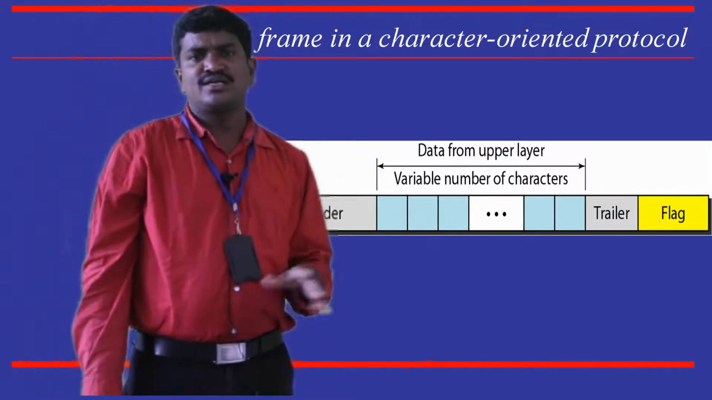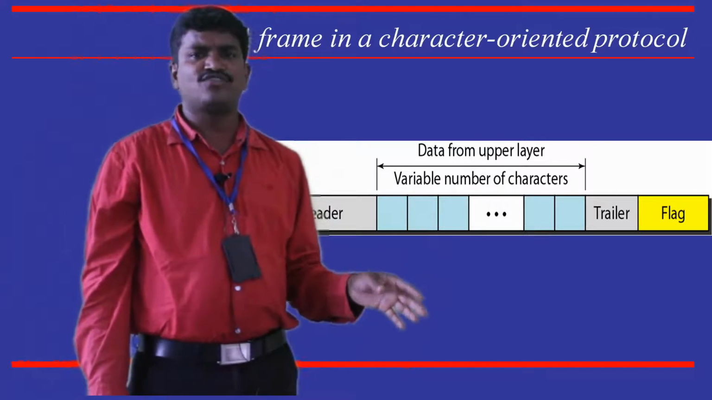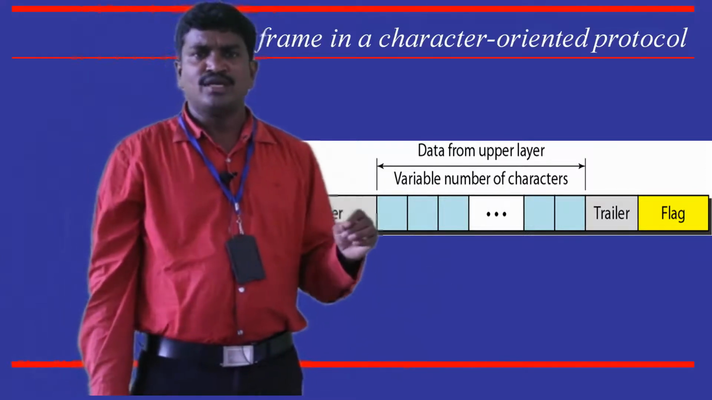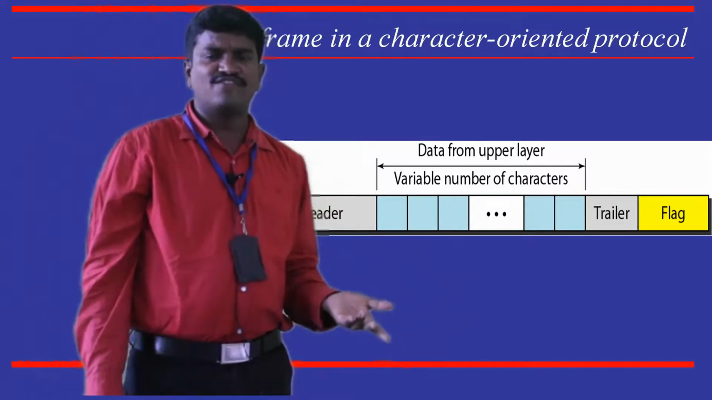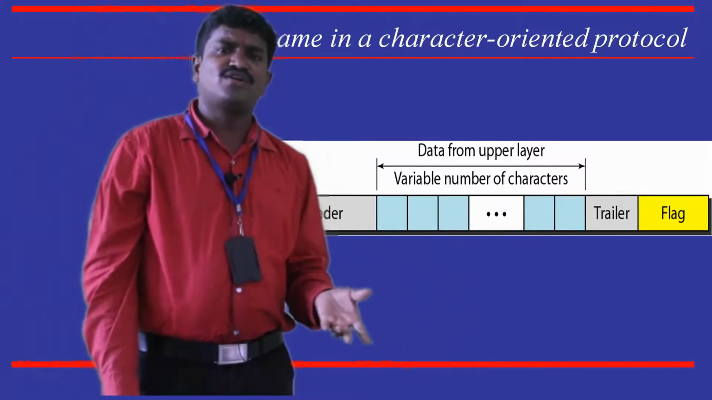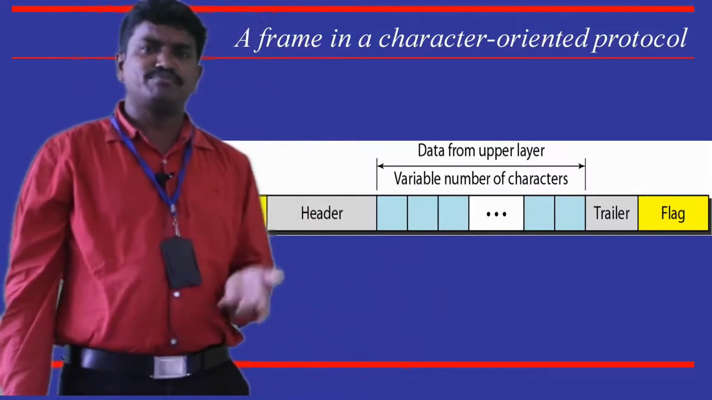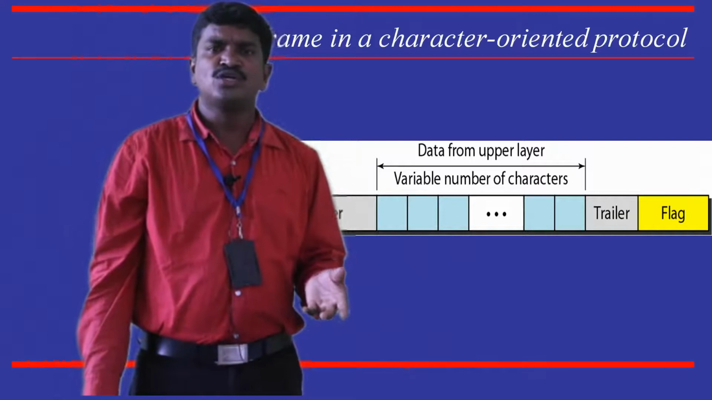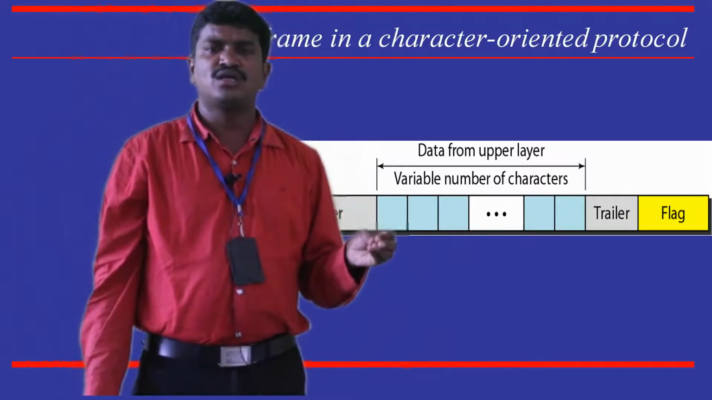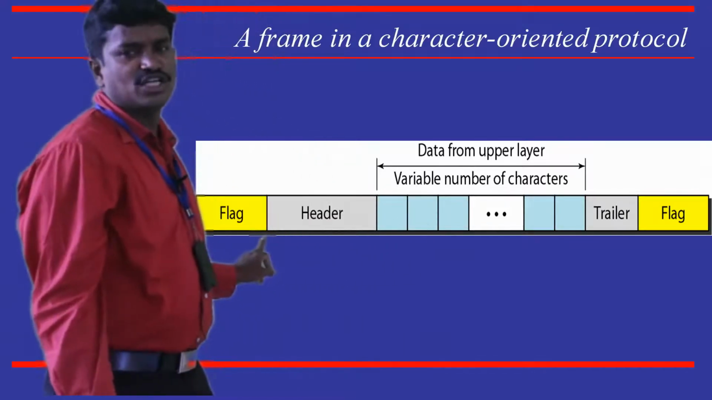But nowadays the data link layer is not restricted to transferring only text. It can transfer video files, audio files, or graphic related files. If graphic related files are created, it is zeros and ones. It is considered into zeros and ones, right? So then those zeros and ones may contain this flag structure also.